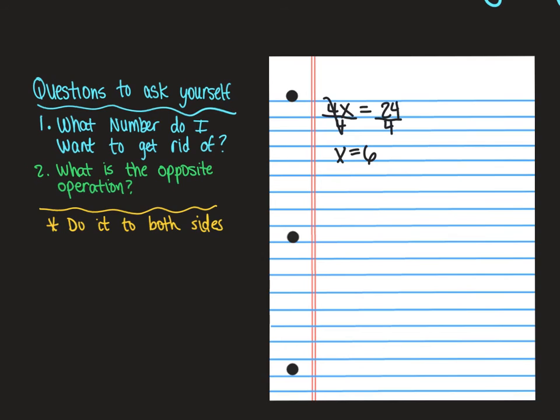Okay, and if we were singing the song, we would sing divide by 4, cross out, what's my answer? X equals 6.